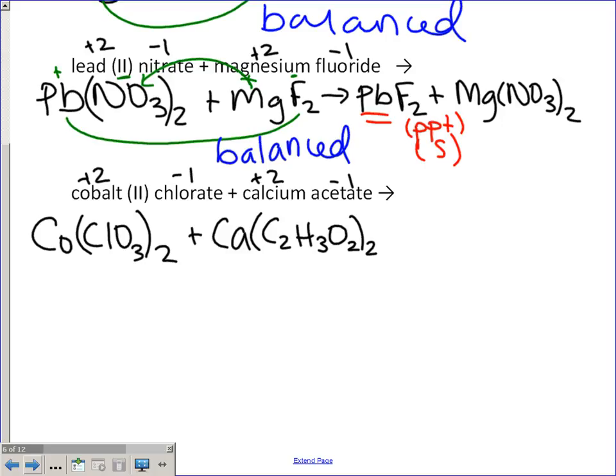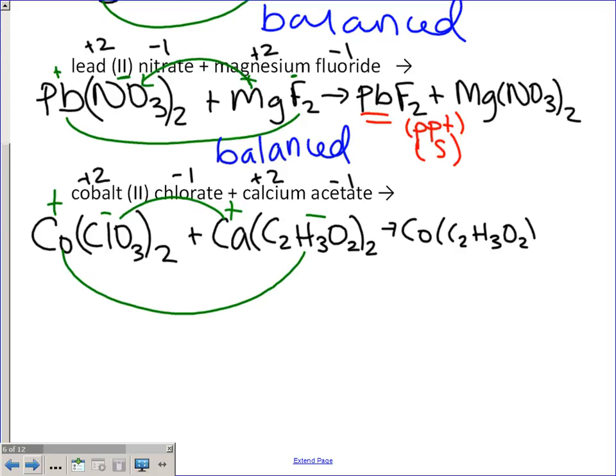Now let's go through and figure out what our cations and anions are. Remember, cations are always listed first, anions are always listed second. So when I go in to figure out what's going to bond with what, cobalt is going to bond with acetate, calcium is going to bond with chlorate. So then I can go write my equations. Co plus calcium chlorate. I basically just flip-flop partners.